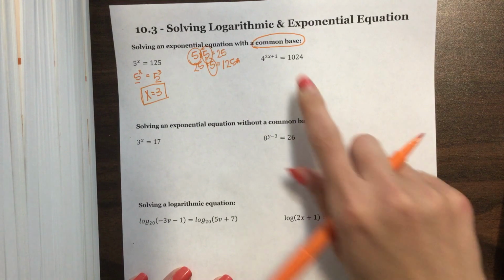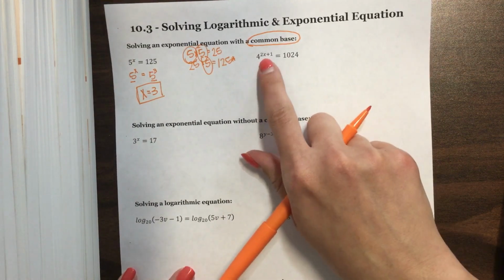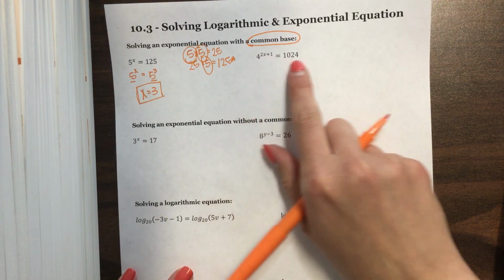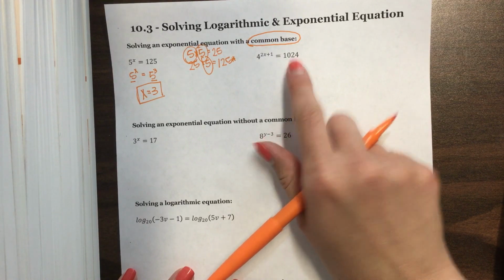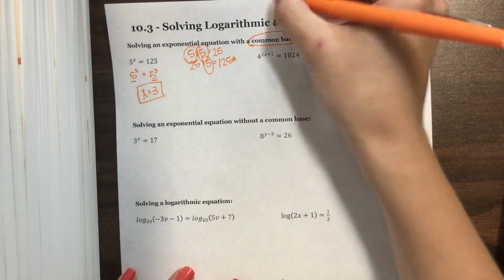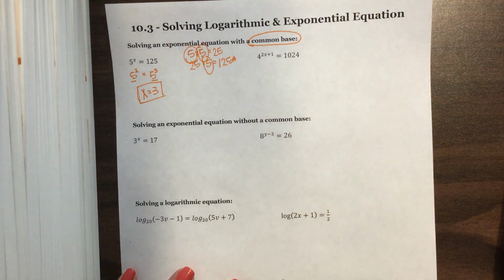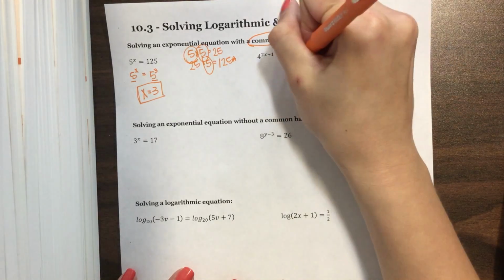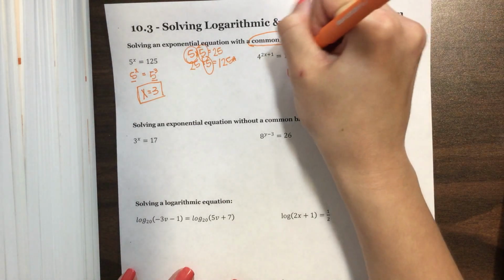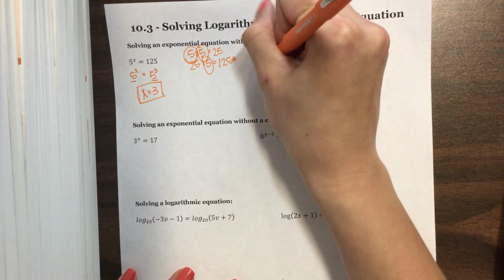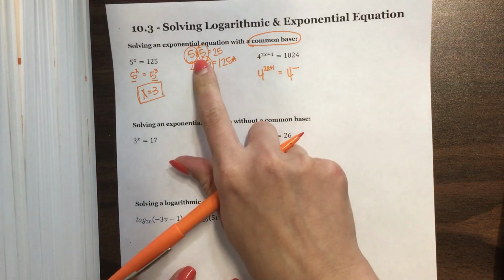Okay, let's look at this one. So this is 4 to the power of 2x plus 1 equals 1024. We need to get a common base. So this, 1024, is 4 to the power of something. We don't know what that is, so it's 4 to some power. We need to figure out what that power is. So let's just do it the same way I did it over here.